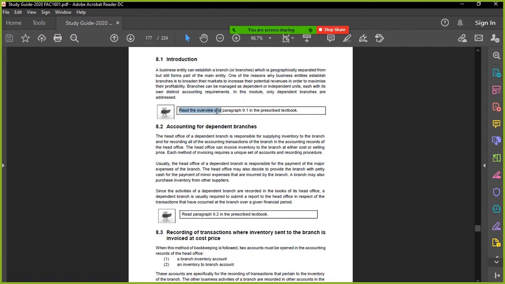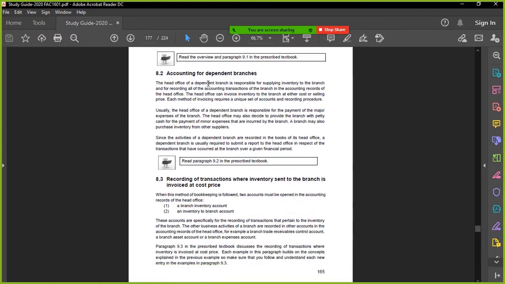I see they've referred you to the textbook, which is good. Some reading for you to do there. The accounting we've spoken about in terms of the dependent branches. Okay, we know dependent branches will have their own accounting. Do you agree? Yes. Okay, you have to record it separately and then it's consolidated later on.